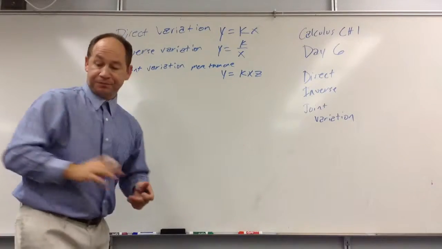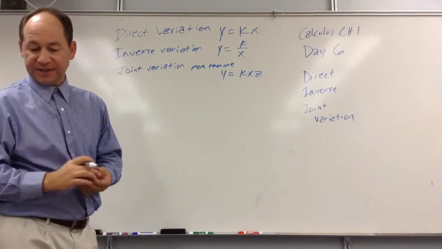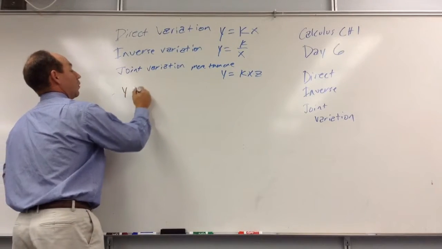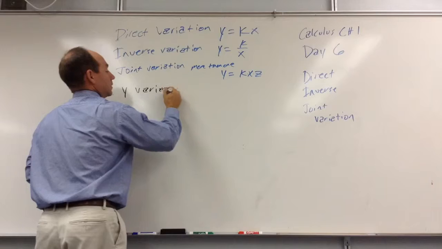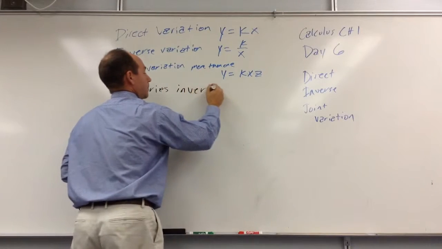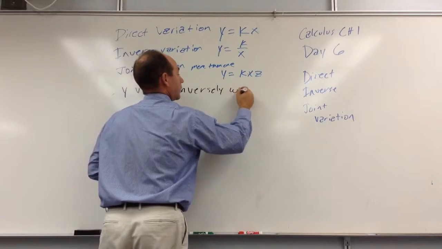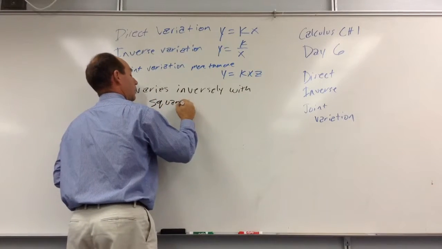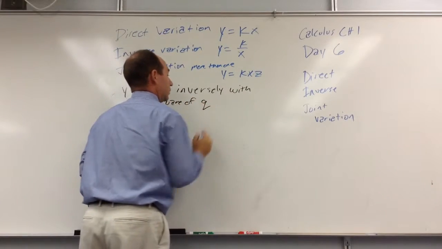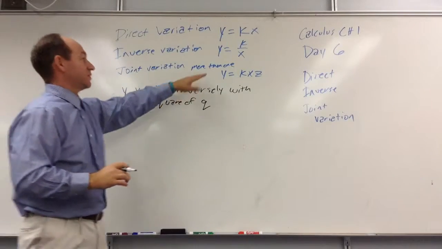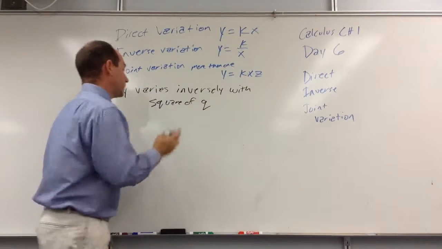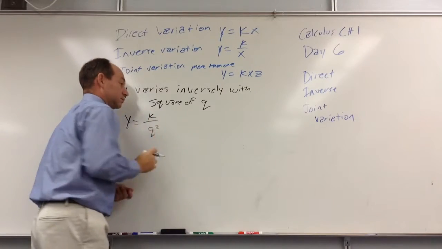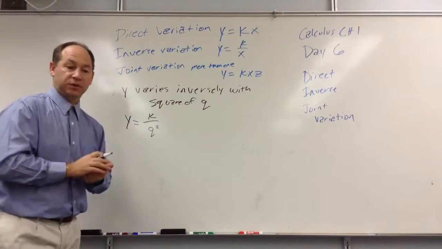Okay, so very simply, if I say that y varies inversely with the square of q, it's legal to have this. It doesn't just have to be to the first power. What that's telling us is that we have y equals k over q squared. Boom. That's what it told us.